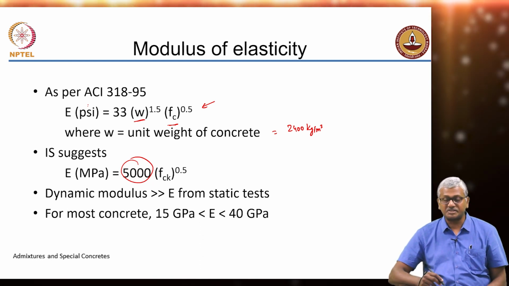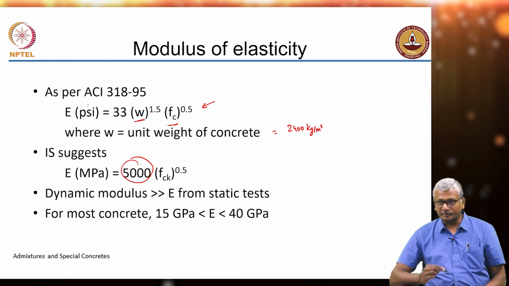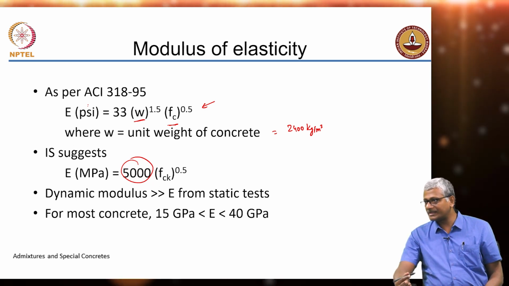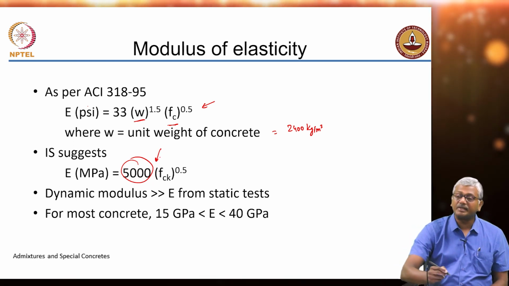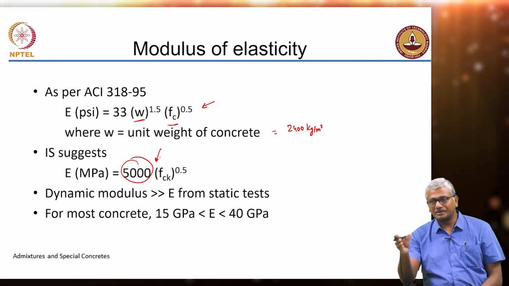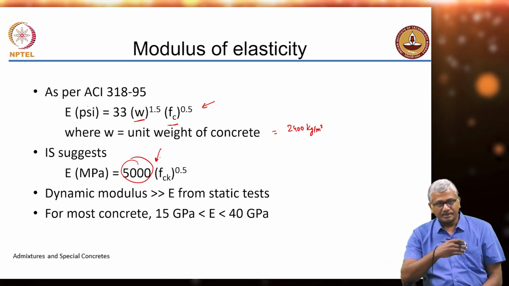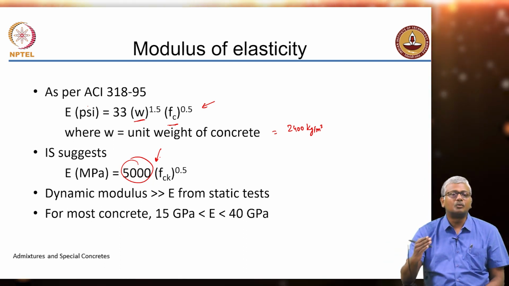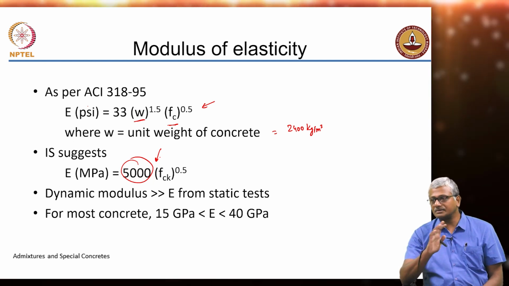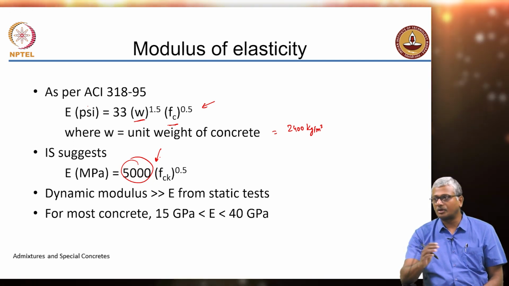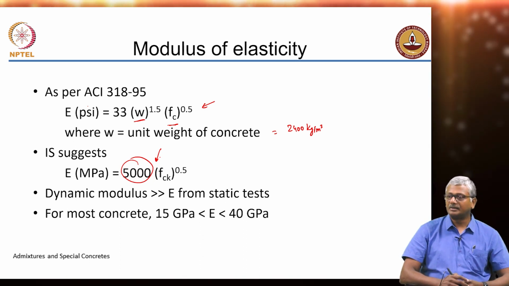But nevertheless, IS basically gives you a simpler suggestion, 5000 square root of FCK, which is now going to go out of the window because new relationships are coming up based on data that has been recently collected. And this particular relationship is only valid for concretes of strength typically less than 50 or 55 MPa. Since we are using more and more of high strength concrete these days, there is a need obviously to come up with more suitable relationships that reflect what we are using today, right. For most concrete, modulus values will vary between 15 and 40 gigapascals. Obviously, the higher the strength of the concrete, the higher will be the modulus of elasticity, right.